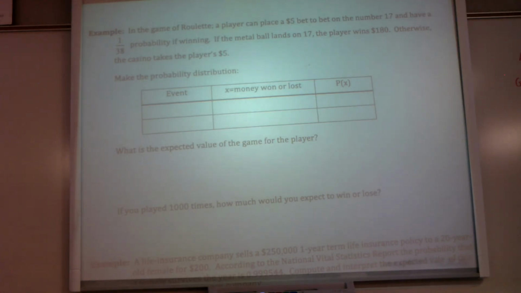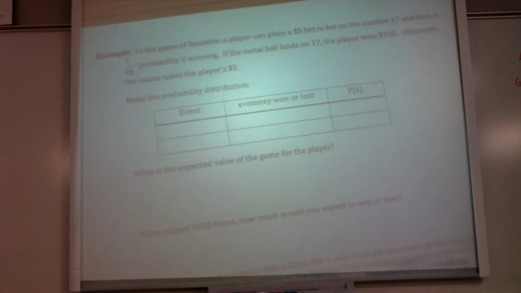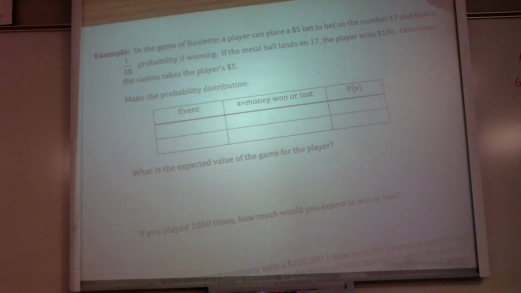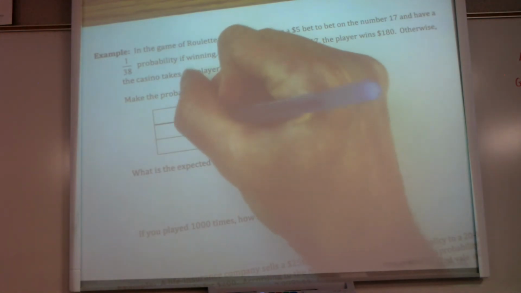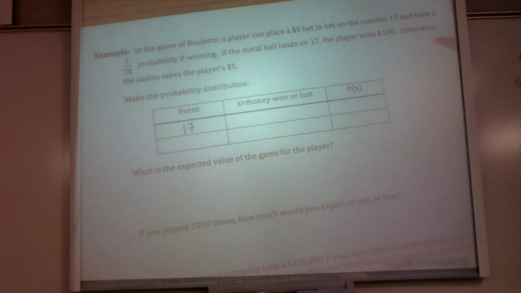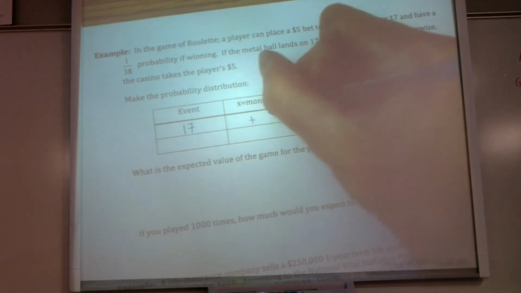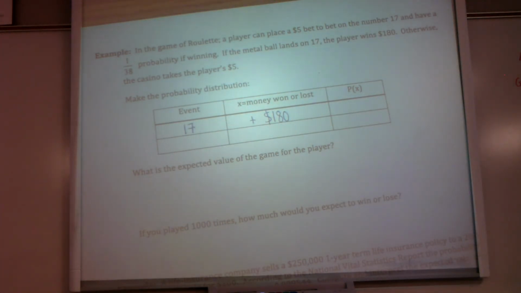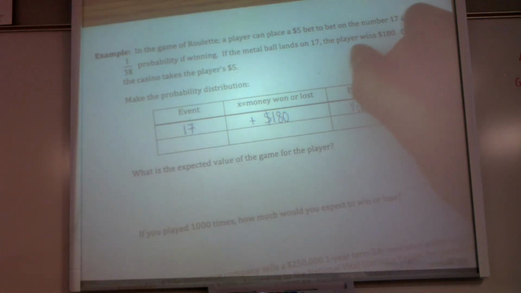Okay? So now, what is the expected value of the game for the player? Meaning, if you're to do it many, many, many times, what's going to happen? Well, you might win occasionally, but you're going to lose a lot. So let's just look at the event. So the event is that you're going to bet on the number 17, and it lands on 17. Awesome. In that case, you won $180. So I'm going to say you gained $180. But it's really unlikely that happens. That's only 1 out of 38.